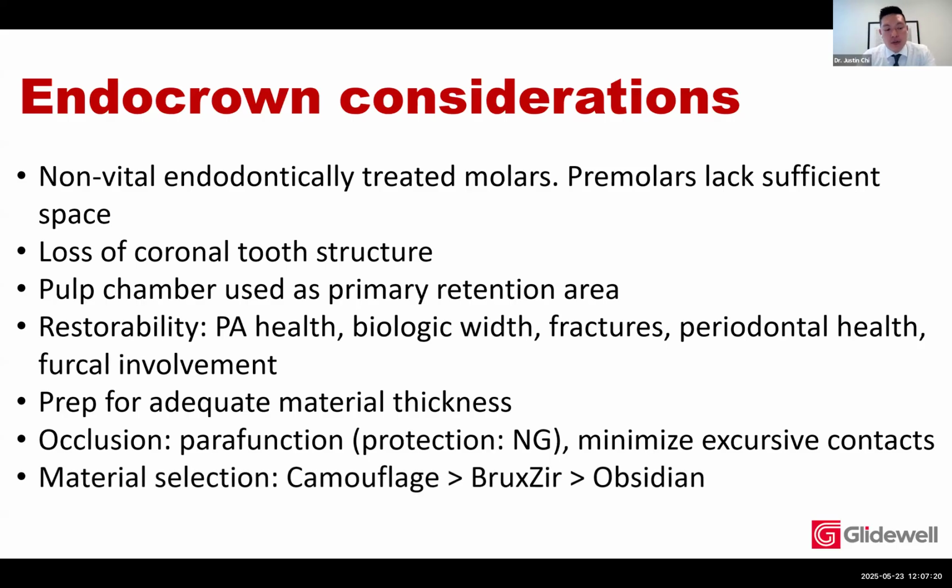Material selection. So for these types of cases, the majority of my endo restorations are CAMouflage. I do them mostly in CAMouflage. The next most used material for myself is Bruxer. And the next final restorable material would be obsidian. And for myself, obsidian is farther down the list because of the additional processing that's required. So for partial coverage cases and these endo cases, CAMouflage is my personal go-to. This is kind of personal preference.